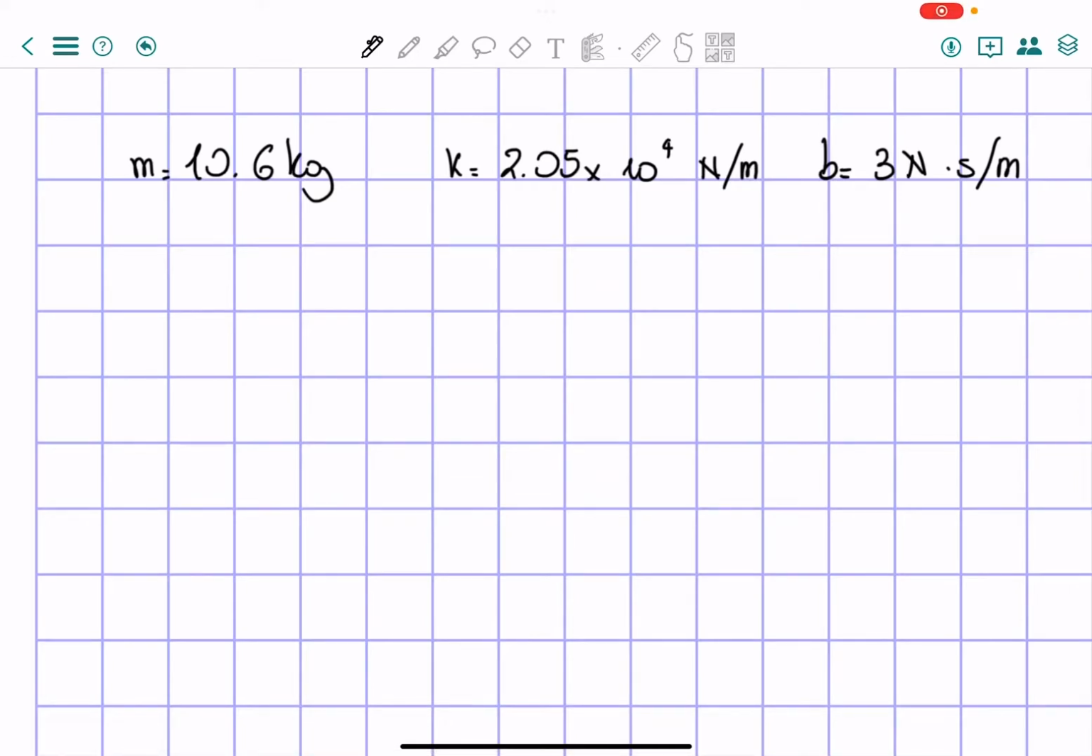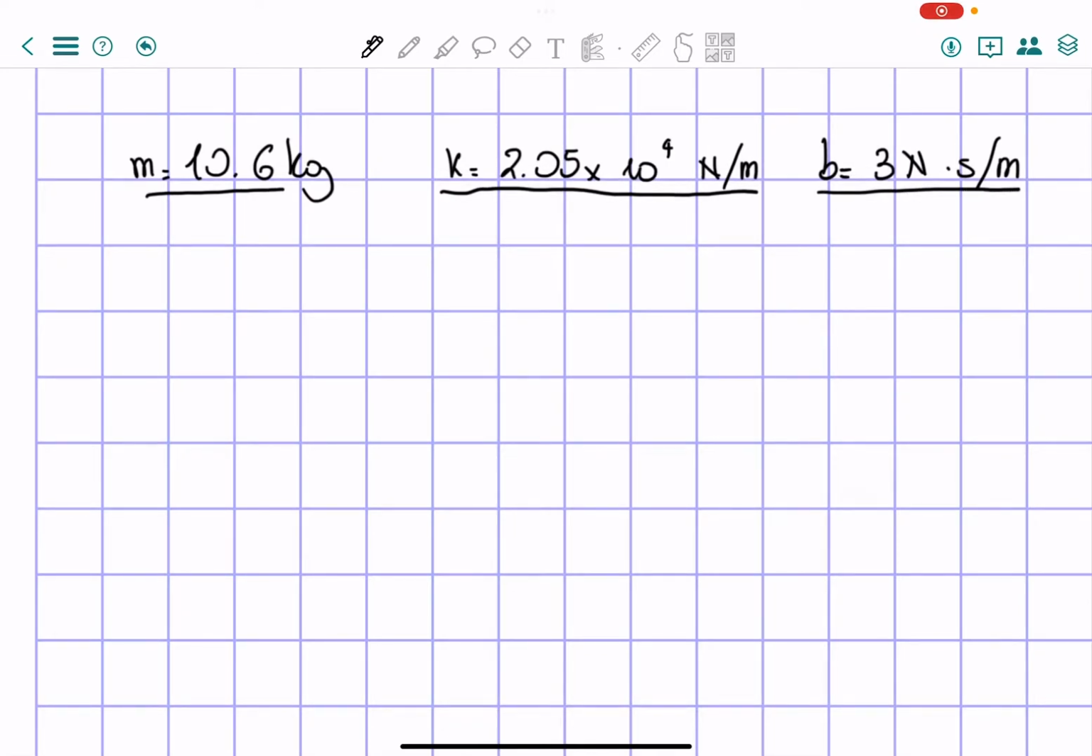So in question number 3 of this exam, I'm asked to find three different things. First of all, we're given that a 10.6 kilogram object oscillates at the end of a spring, and the spring has a constant k of 2.05 times 10 to the power 4 newtons per meter, and there is also the effect of a resistance that is represented by 3 newton seconds per meter.